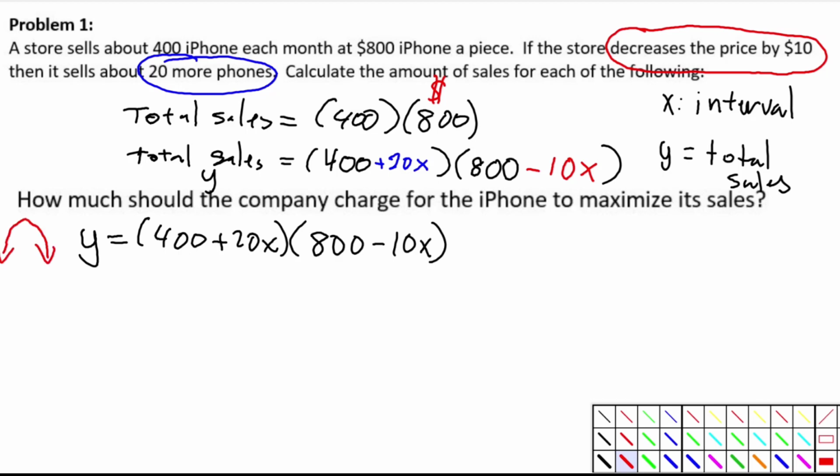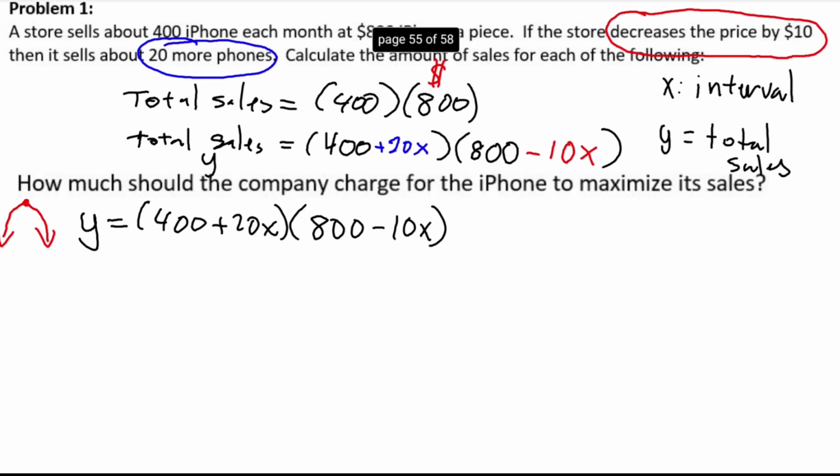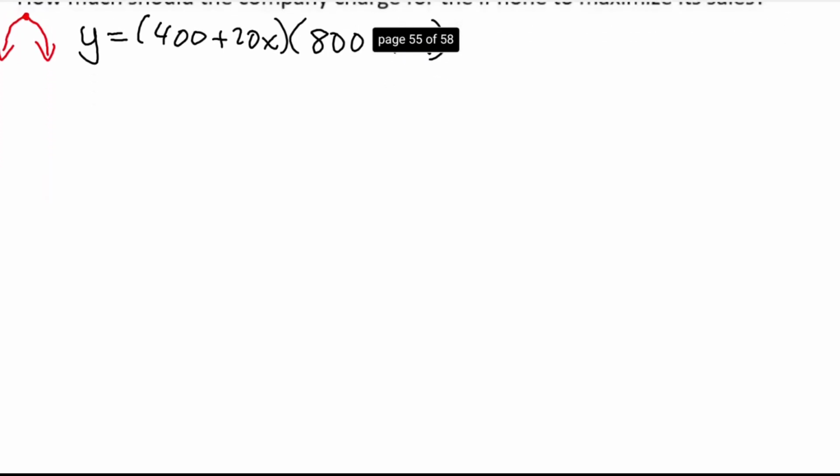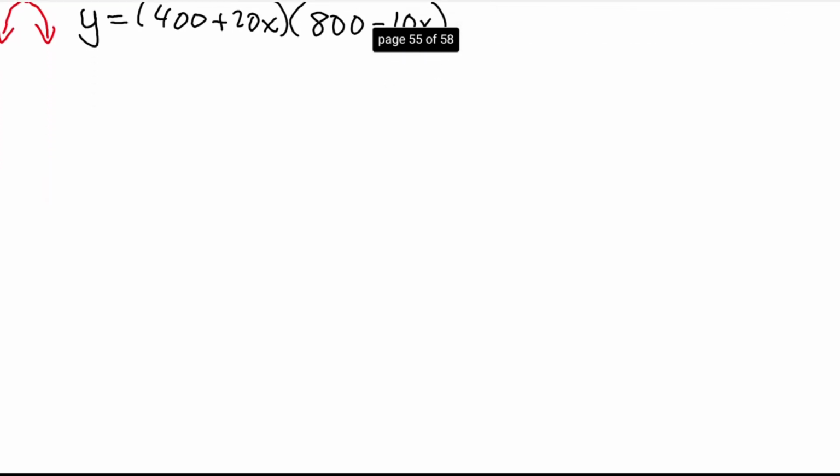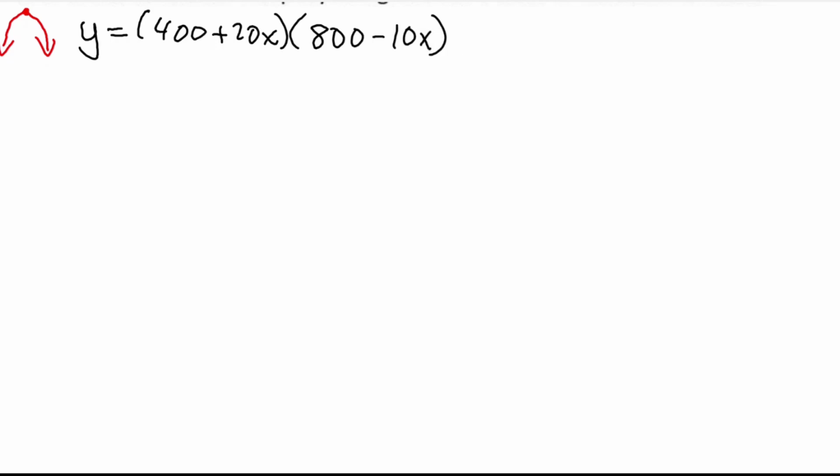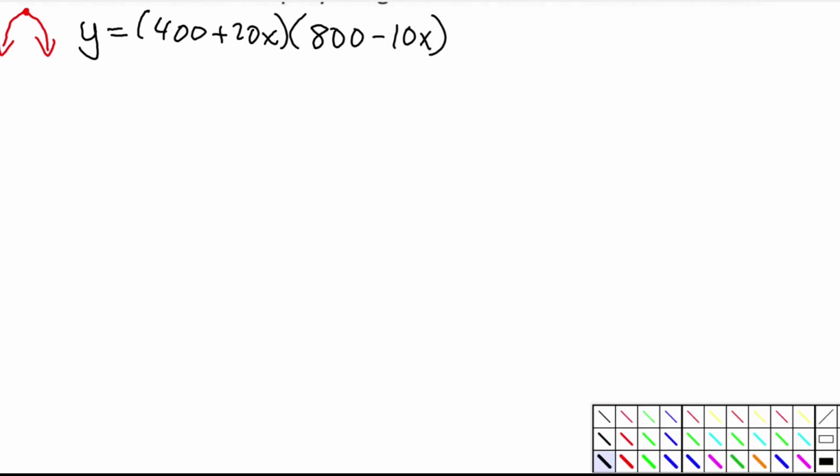And we're going to eventually want to find the highest point on the graph, because that'll be your maximum price, because total sales is our y value. So let's start making the graph right now. What does the graph look like? If that's my function, let me just sketch a graph here.